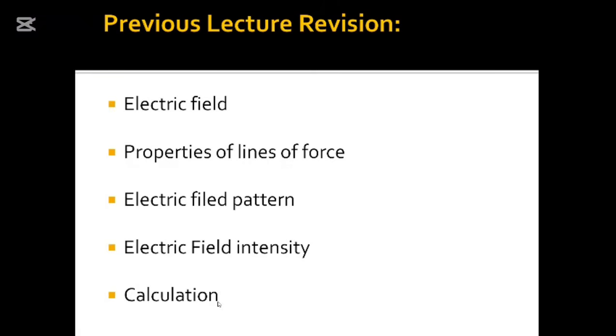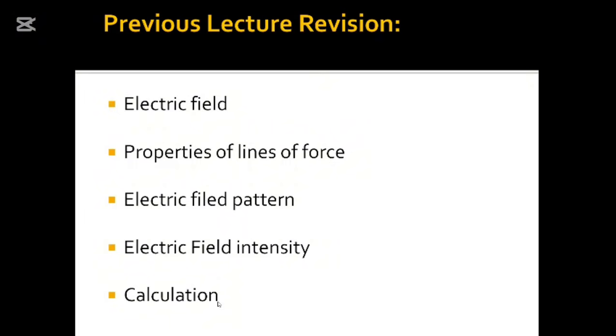In electric field pattern, the positive charge is the generator or the producer, while the negative charge is the receiver. So if you have two positive charges, they will repel each other, so they will never meet. And if you have two negative charges, the same thing will happen. But if you have a positive charge and a negative charge, the positive will produce and the negative will receive. So you have a continuous connectivity between the positive and the negative.